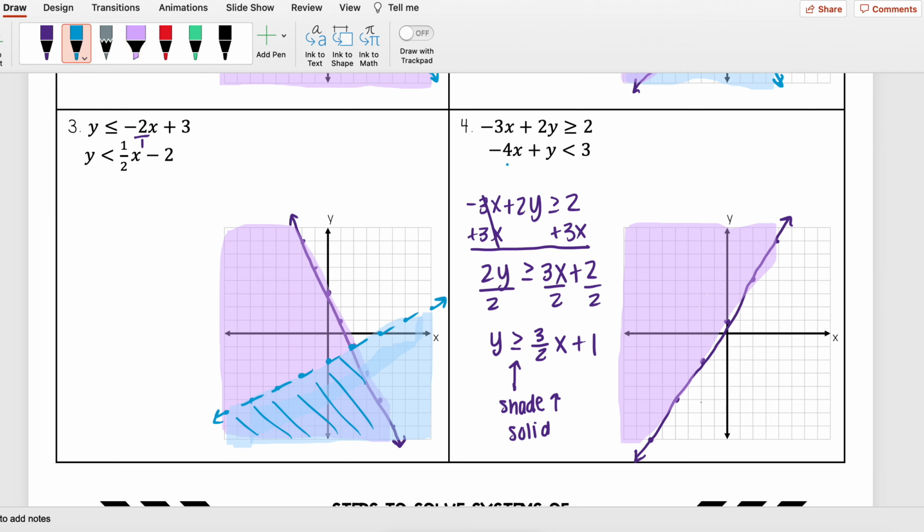Now I need to do the same thing with my second one. This one's a little bit easier to change into slope-intercept form. I just need to add that 4x to both sides. And so when I do that, I get that y is less than 4x plus 3. So my y-intercept is at 3, and my slope means I want to go up 4 to the right 1, and then I can also go down 4 to the left 1.